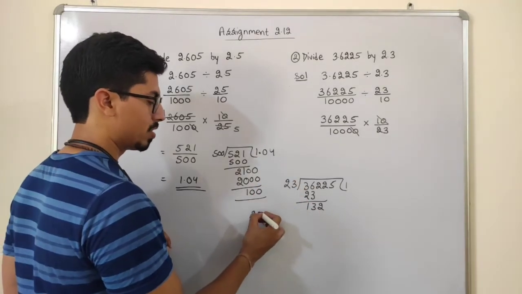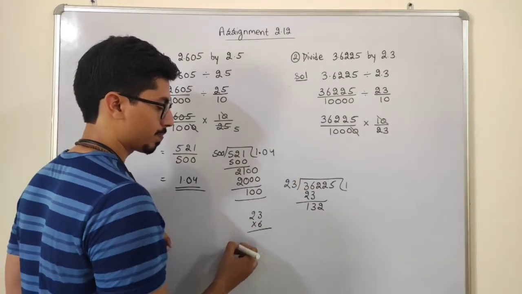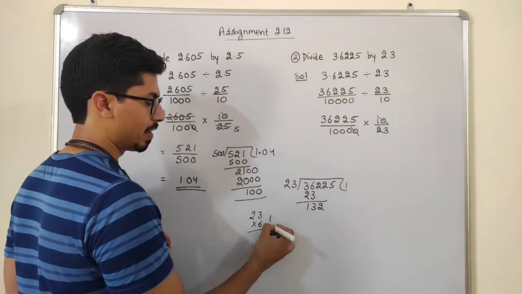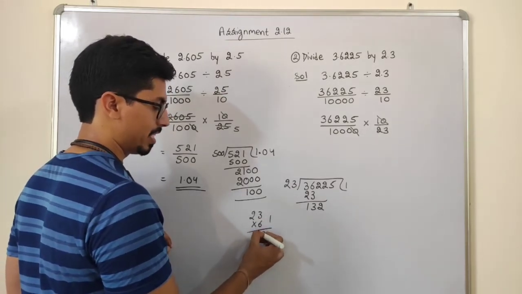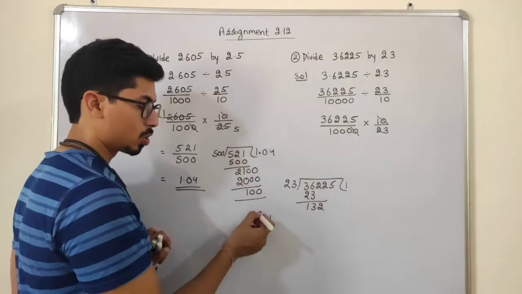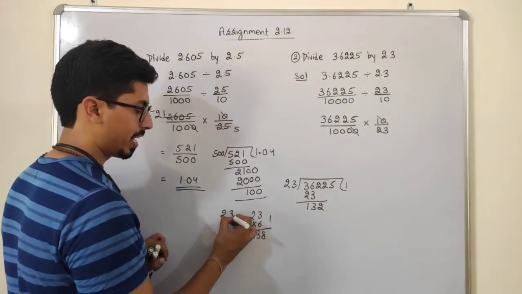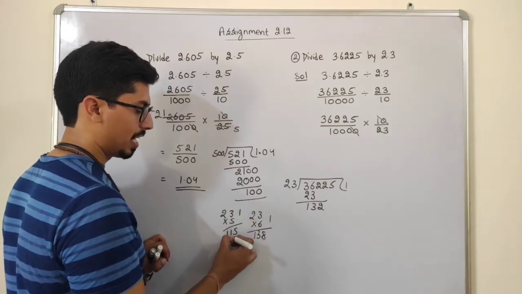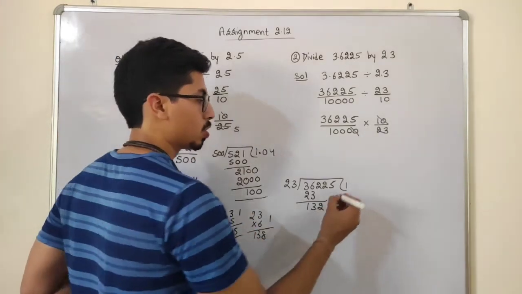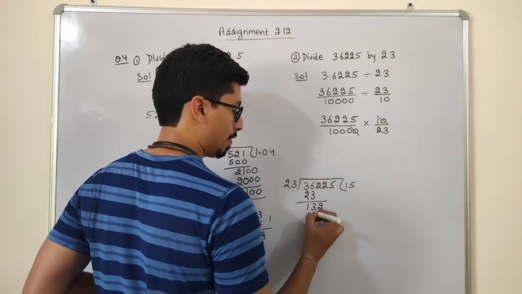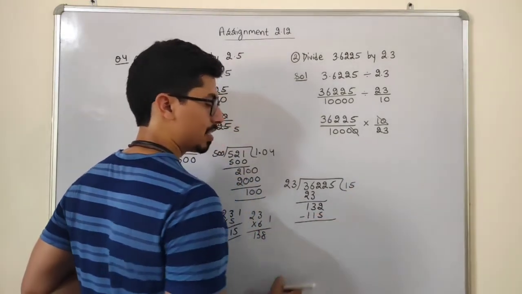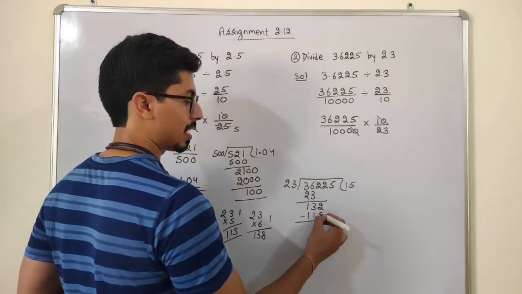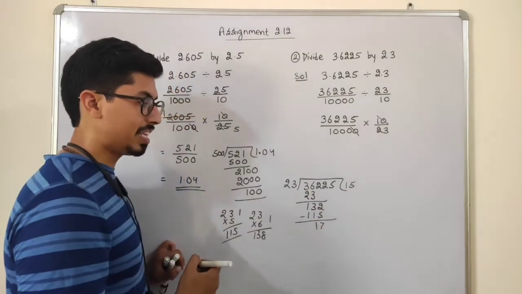So if I take, students, 6: 6 3s are 18, 6 2s are 12 and 1 is 13, that is 138, greater than this number. So I can't take this. So I take 5, students. So 5 3s are 15, 5 2s are 10 and 1 is 11. That is 115. So take a 5 here and it will be 115. If I just subtract them, it will be 7 and 1. So it will be 17, students.